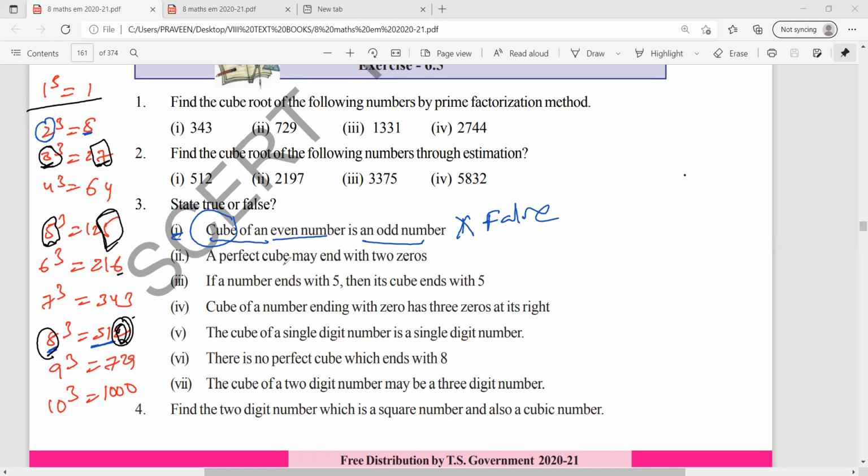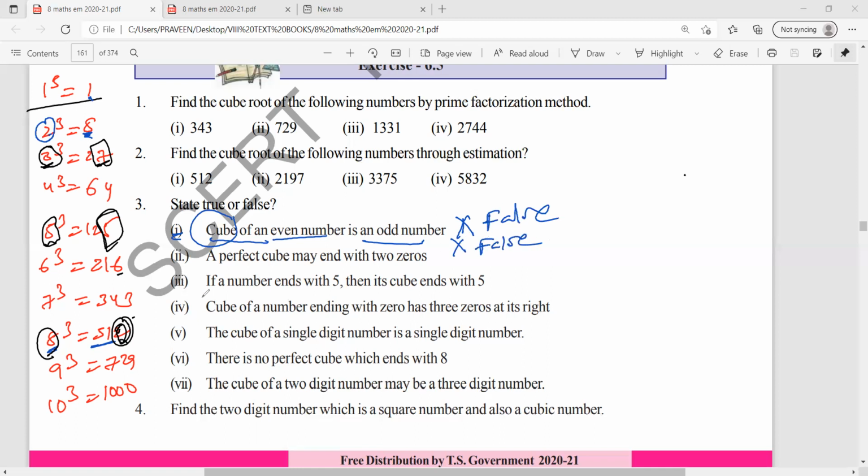Next, a perfect cube ends with zeros. It is not the correct way, because there are perfect cubes which are not ending with 0. 1 is a perfect cube, but it is ending with 1 only. 2 cubed is a perfect cube, ending with 8, right? These are all perfect cubes which are not ending with 0. Only 10 cube is ending with 0, but all numbers it should not be. So this is not possible with all numbers. So this is also going to be false.